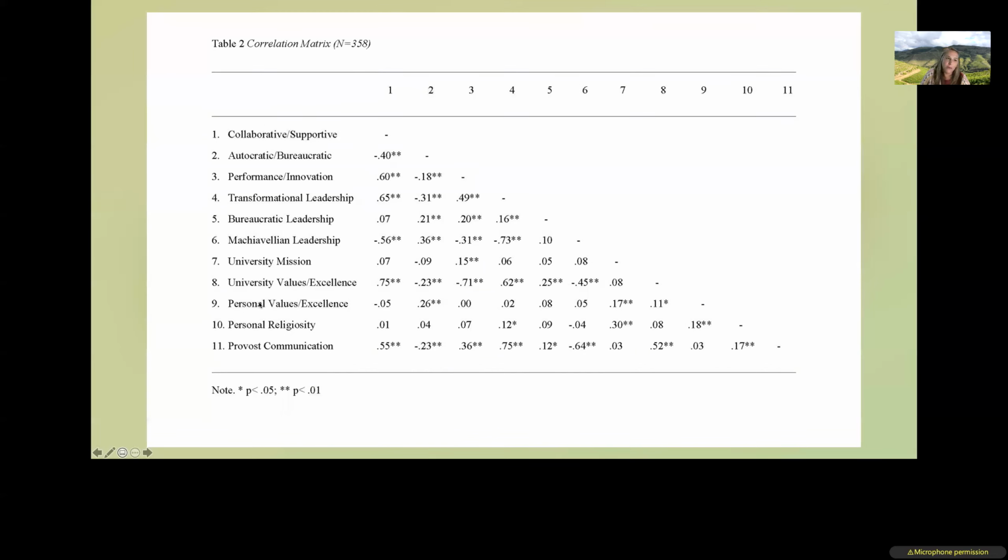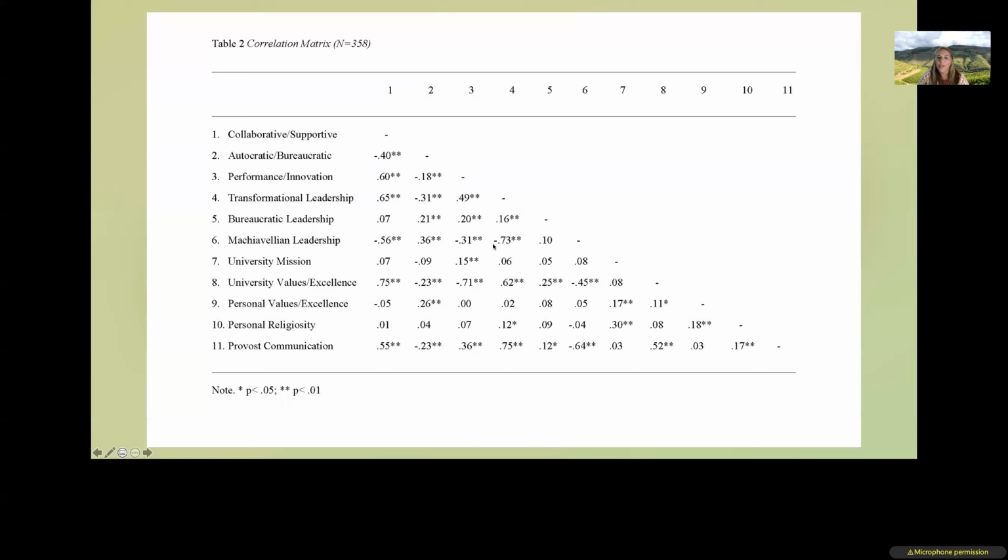Remember, all the variables down here are the same as they are going across. One that stuck out to me is this point, negative 0.73, because that's a pretty strong correlation. What was funny to me about that is it's Machiavellian leadership and transformational leadership. It makes perfect sense. The more transformational you are, the less Machiavellian you are. They're supposed to be complete opposites.